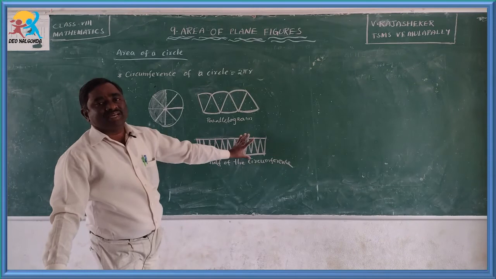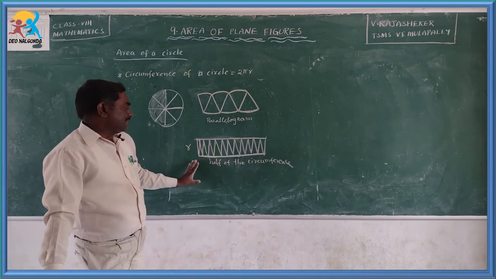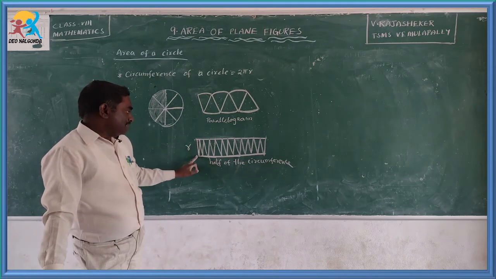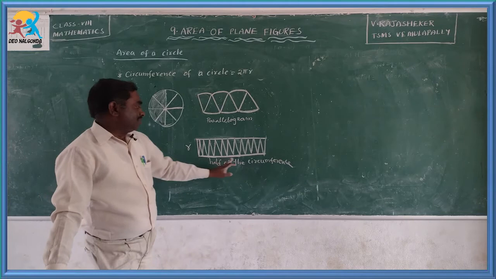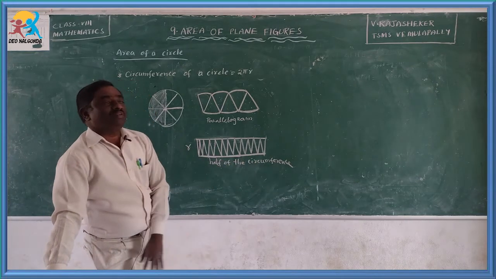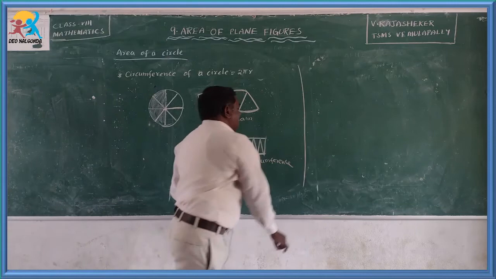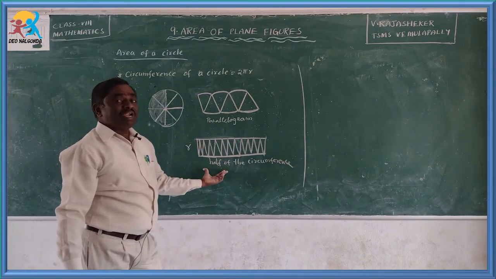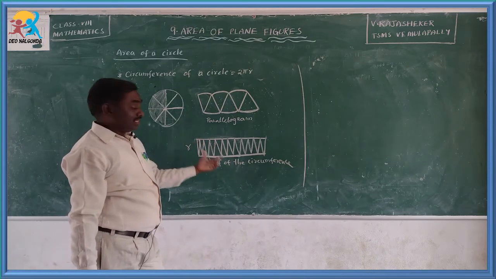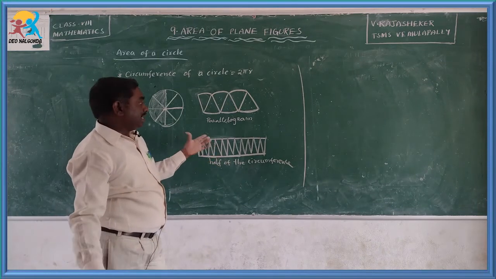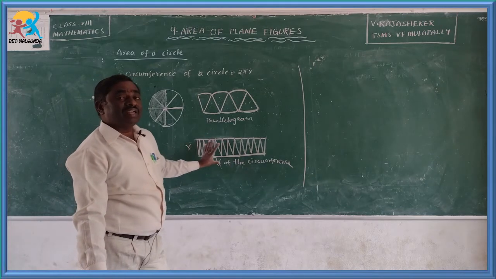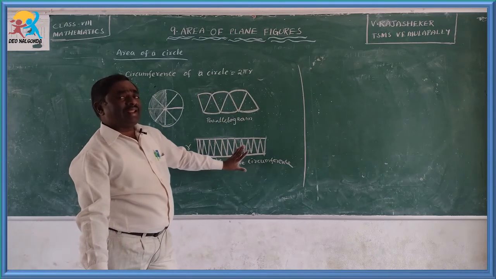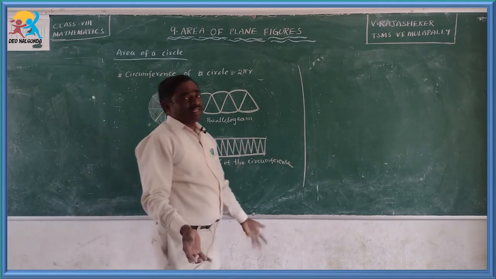It looks like a rectangle. Then we know the area of the rectangle, no? Based on that, this part length is r, and this part is half of the circumference. Now as this is looking like a rectangle, and this is made from the circle only, so the circle is made into smaller parts and arranged in a manner, then we found it looks like a rectangle. We know the area of a rectangle.